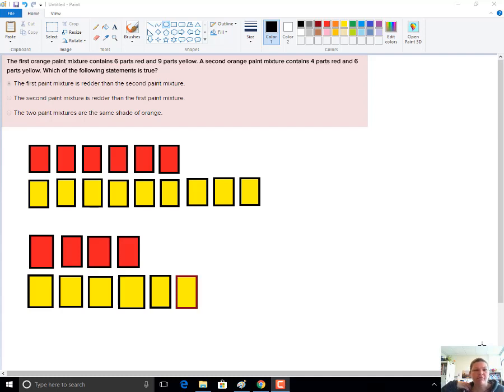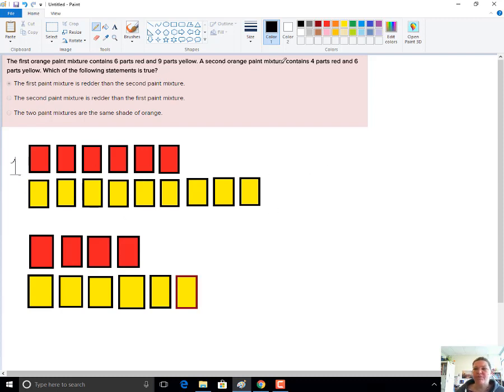Okay, let's take a look at this problem that was messing with us. So it says the first orange paint mixture contains 6 parts red and 9 parts yellow. And I drew myself a little diagram down here. You can see this is my first paint mixture right here. Oops. It has, I just put 6 red rectangles and 9 yellow rectangles.